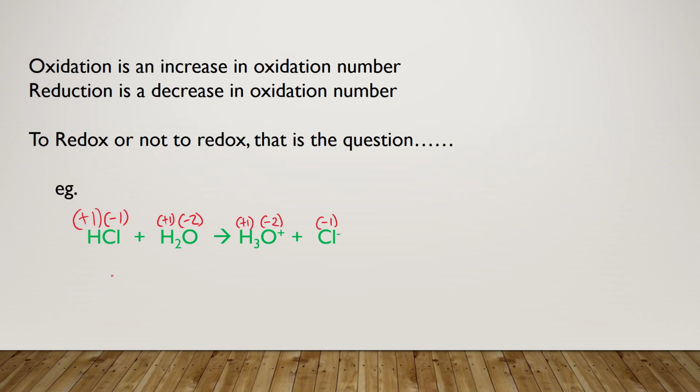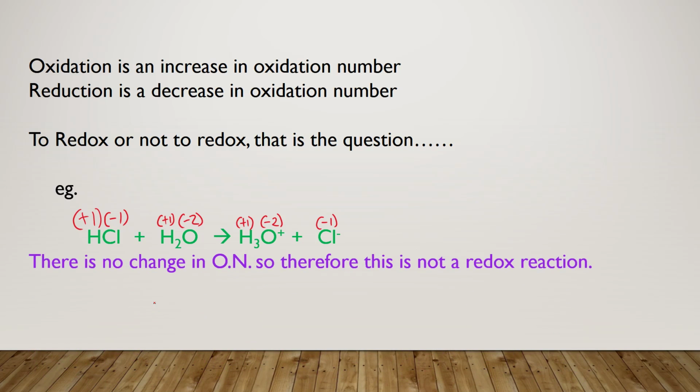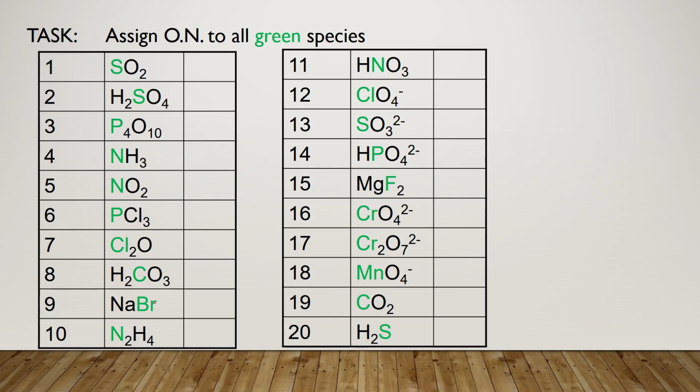You're going to see here that there is actually no change in oxidation number. Therefore, this reaction is not a redox reaction, because there are no oxidation half reactions and no reduction half reactions. So overall, this reaction is not a redox process. Now I'll pause the video so you can try a few examples of assigning oxidation numbers to the green species in the box below.